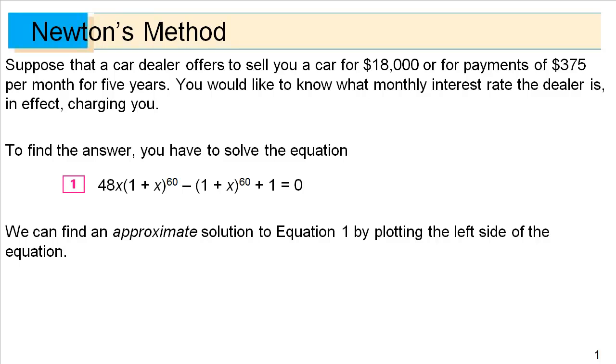Suppose that a car dealer offers to sell you a car for 18 grand, or you can make $375 payments per month for 5 years, or 60 payments. You'd like to know what monthly interest rate the dealer is in effect charging you, based on these monthly payments. Now, in order to find that answer, you have to solve this very ugly looking equation. And you might be asking yourself, where the heck did that come from?